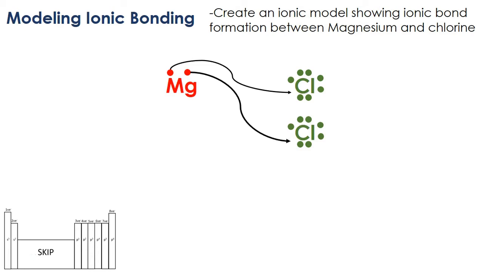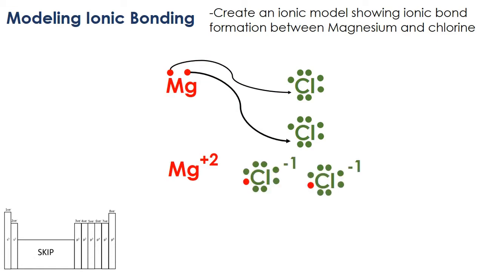We know that magnesium has 1 more electron left to give away, so we need another chlorine atom in order for it to transfer its electrons. One of the electrons is going to go to the 1st chlorine, and this one is going to go to the 2nd chlorine. The result is, because magnesium gave away 2 electrons, it's going to have a positive 2 charge. And we know each of these chlorines gained 1 electron, so each of these chlorines is going to have a negative 1 charge.